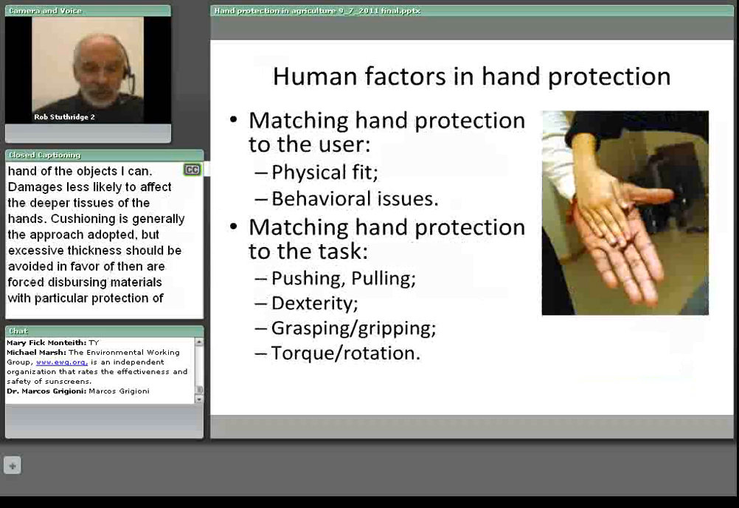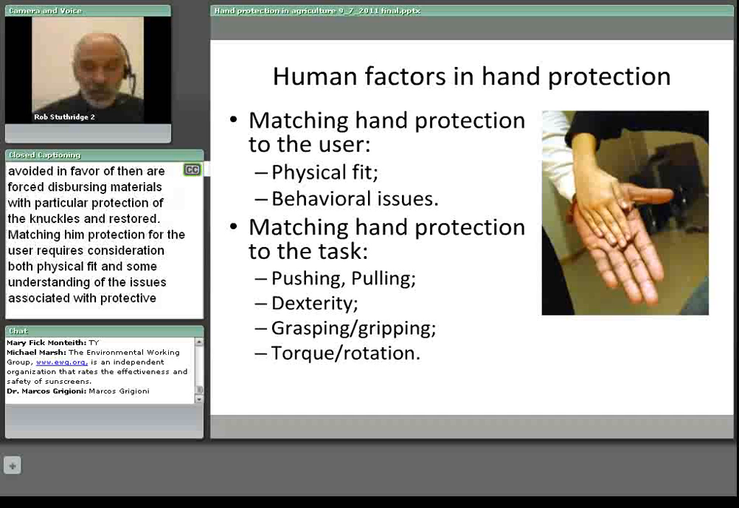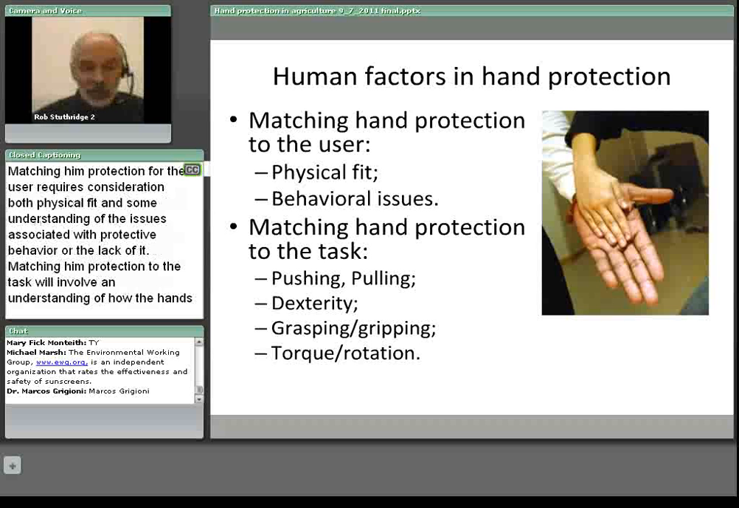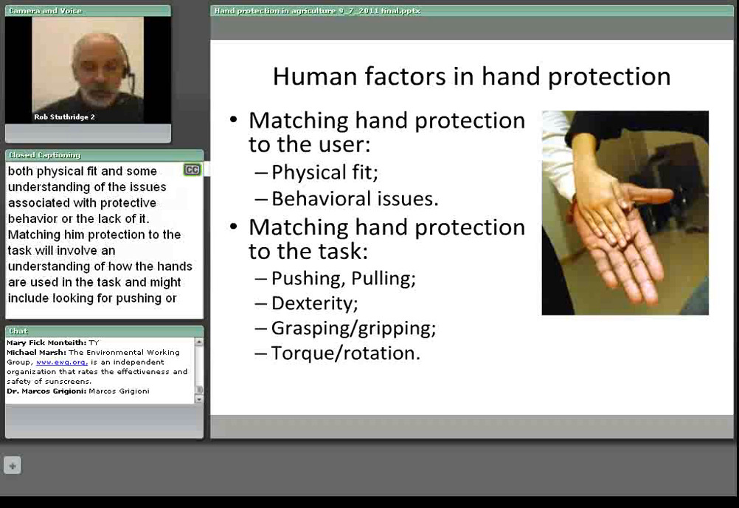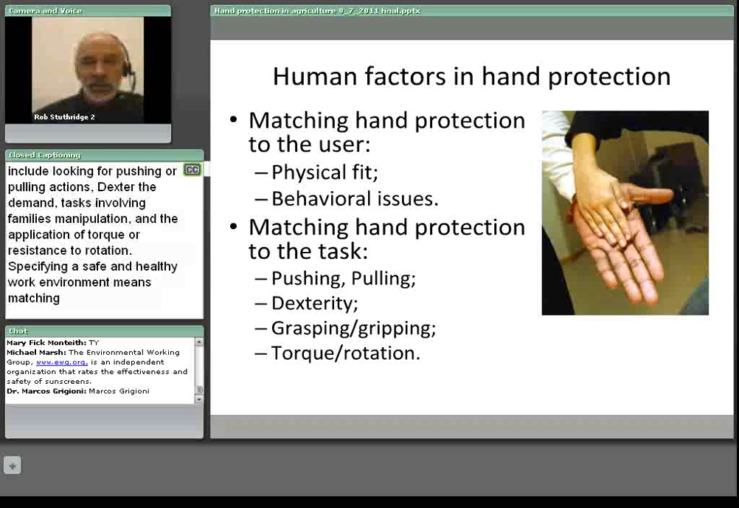Matching hand protection to the user requires consideration both of physical fit and some understanding of the issues associated with protective behavior or the lack of it. Matching hand protection to the task will involve an understanding of how the hands are used in the task and might include looking for pushing or pulling actions, dexterity demands, perhaps involving fine manipulation, grasping or gripping of objects, and the application of torque or resistance to rotation. Specifying a safe and healthy work environment actually means matching that task to the worker, and hand protection isn't any different from any other protective device in that respect.